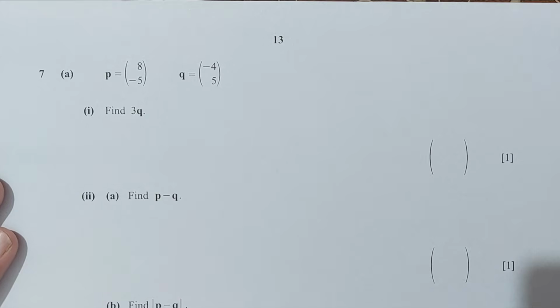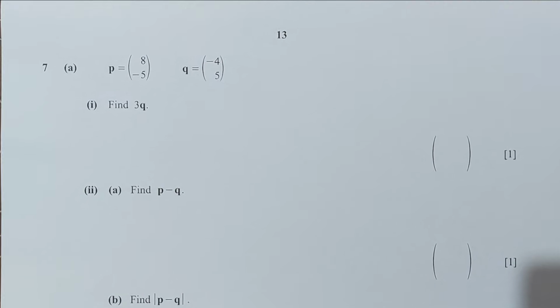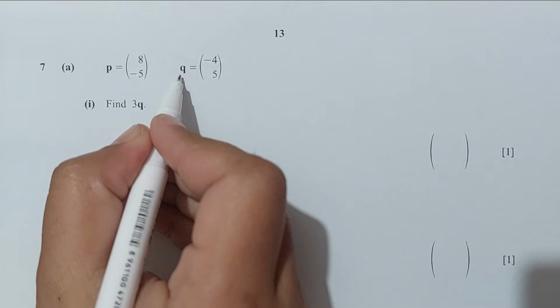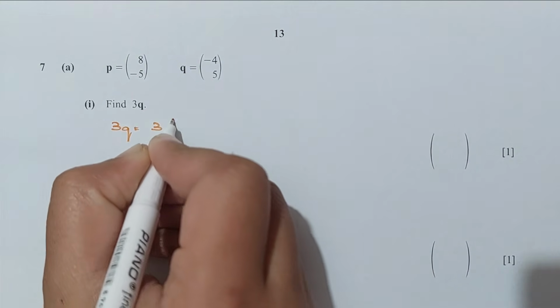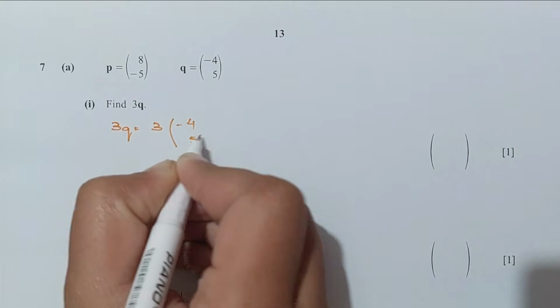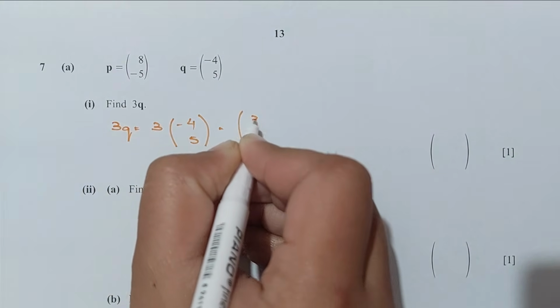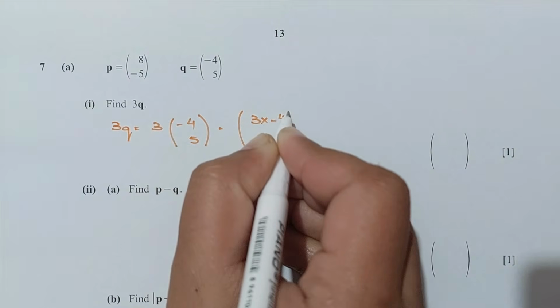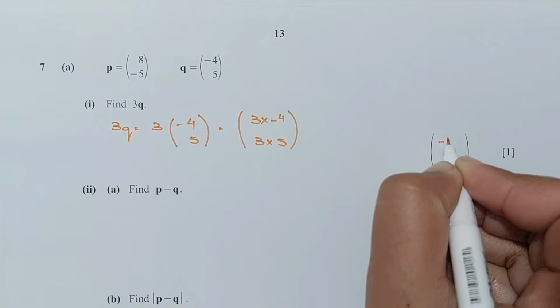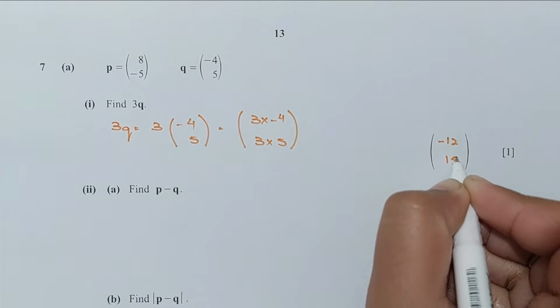Question number 7, part A. We have a vector P and a vector Q. Part 1, find 3Q. The vector Q is going to multiply with 3. So 3Q is 3 times of minus 4 and 5. This becomes 3 into minus 4 and 3 into 5. 3 times 4 is 12, so minus 12. 3 times 5 is 15.